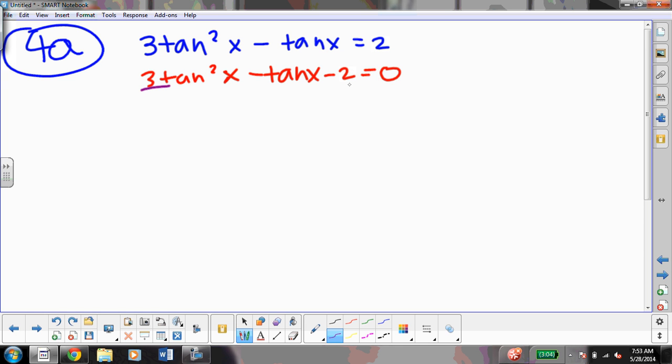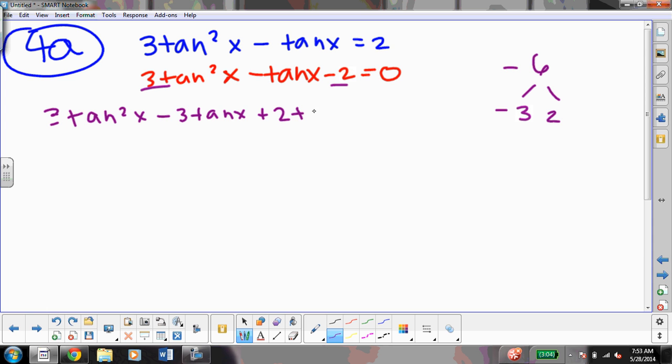I factor by multiplying the first number and the last number together to get negative 6. And I want factors of negative 6 to add up to give me negative 1. That would be negative 3 and positive 2. So now I'll split the middle term up. 3 times the tangent squared of x minus 3 times the tangent of x plus 2 times the tangent of x minus 2 equals 0.